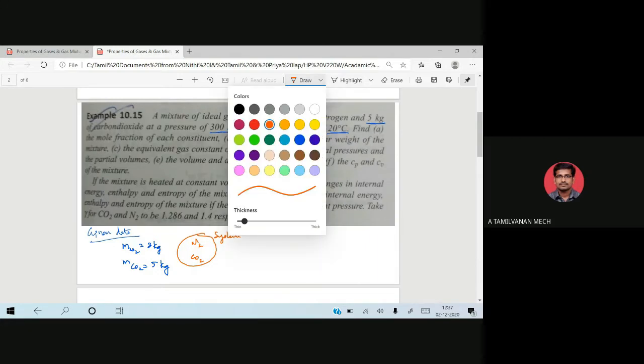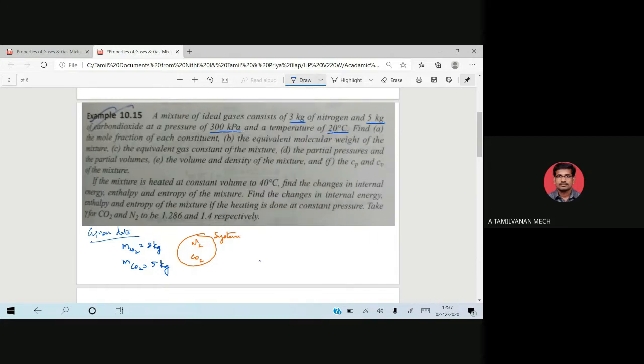Then next, the total system is at a pressure of 300 kilopascal. So what about the 300 kilopascal? How much Newton per meter square? It is 300 kilonewton per meter square, because 1 pascal is equal to 1 Newton per meter square. The next one is the system temperature T, which is 20 degrees Celsius, equal to 293 Kelvin. Better we convert it into Kelvin. So these are the given data.